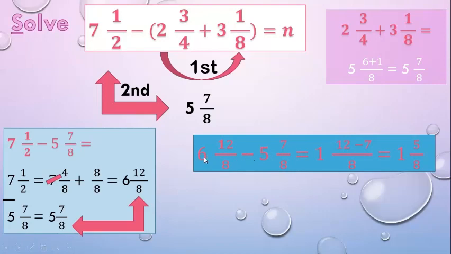So I work on the mixed form first. 6 minus 5, that's 1. 12 minus 7, and copy the common denominator, which is 8. So 12 minus 7 is 5, and 8. Copy the whole number, 1. So our final and simplified answer is 1 and 5/8 kilogram. See? It's very fun. They have so many things to do in order to enjoy math.